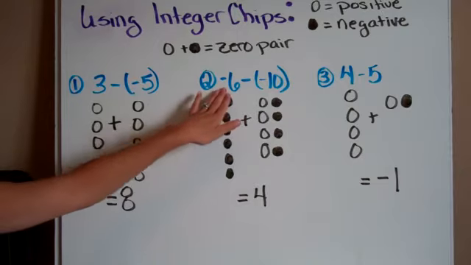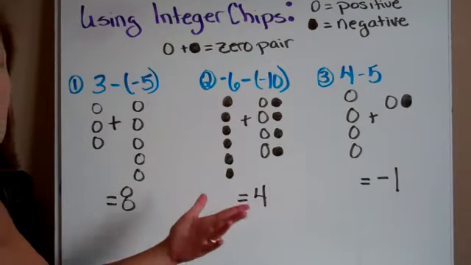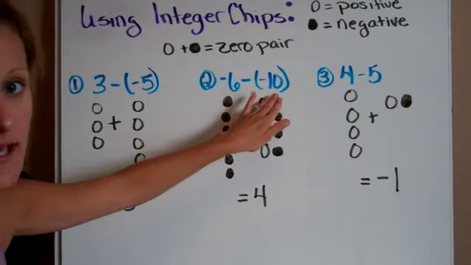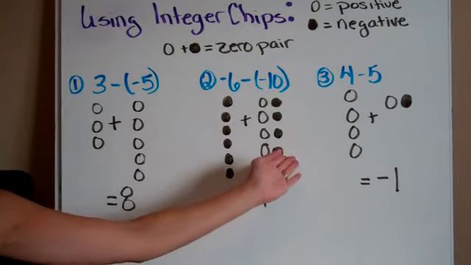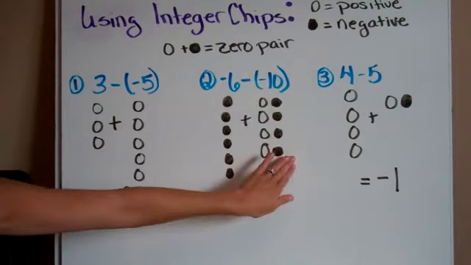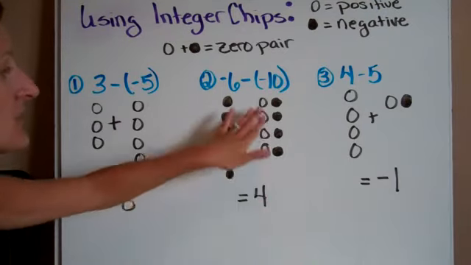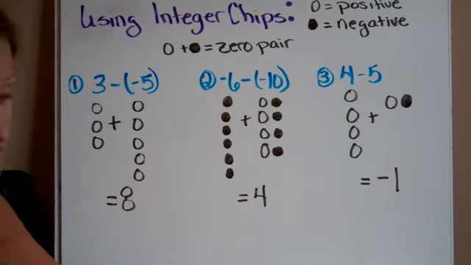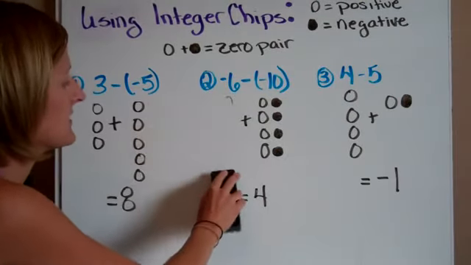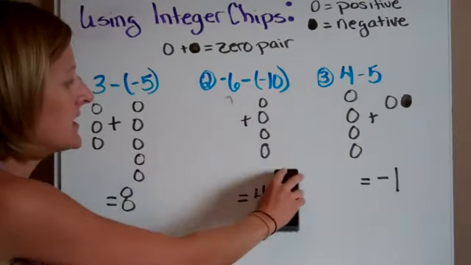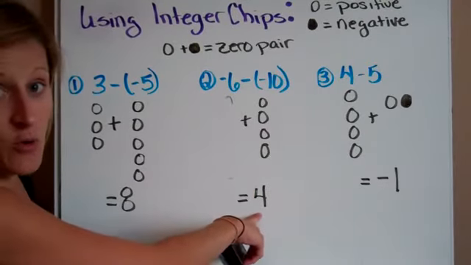In this one, I start off with -6. So I have 6 negative chips. That doesn't give me enough to take away 10 negative chips, or a -10. So I need to add in 0 pairs. I add in 4 0 pairs, so I have enough negative chips to take away. When I do that, I'm just adding 0, so I'm not changing anything. Now I take away 10 negative chips, these 6 and these 4, and I'm left with 4 positive chips. So my answer is going to be a +4.